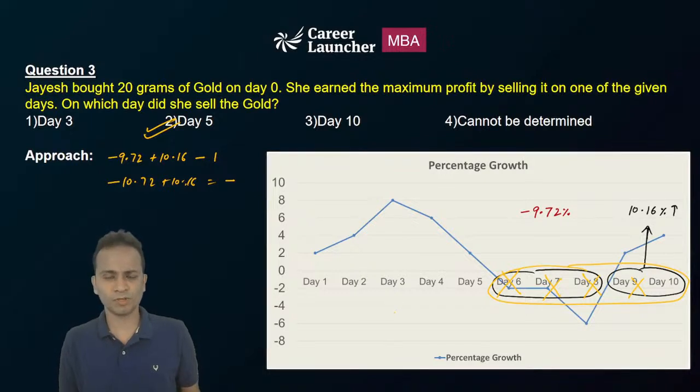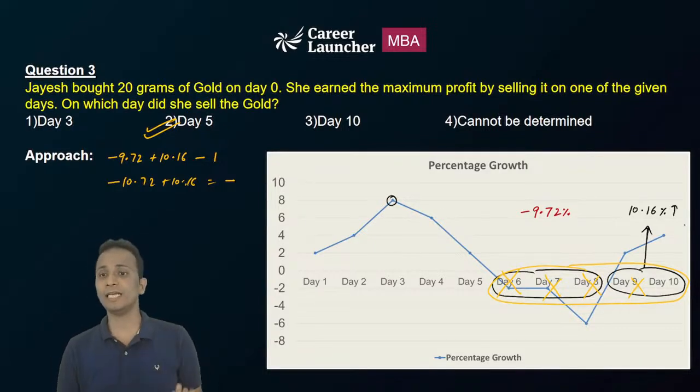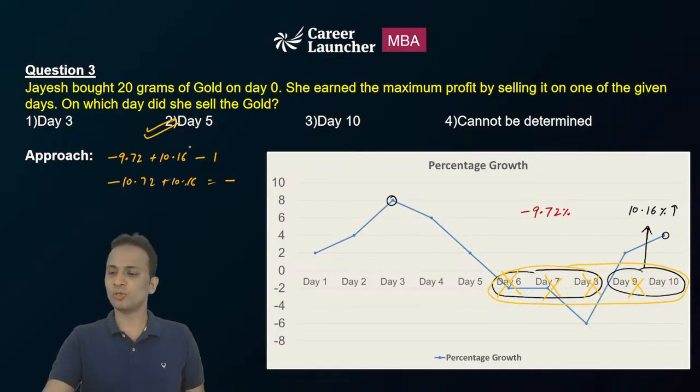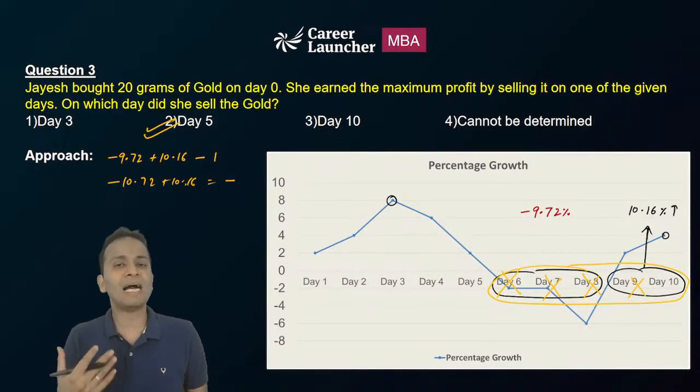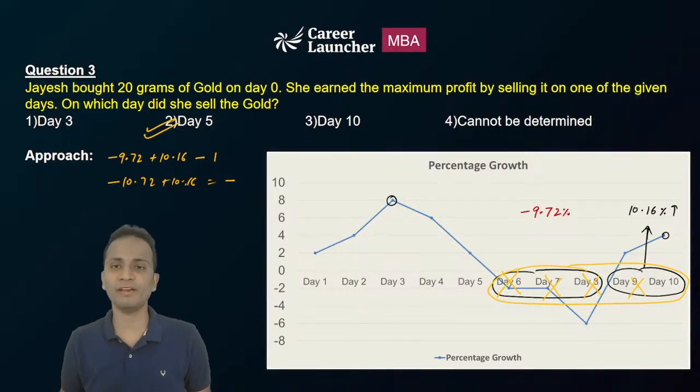So day 3, because you can see the peak here, you will assume that the answer will be day 3, right? Day 10, because it kept on increasing up till day 10, but the answer is day 5. Okay, so day 5 there will be a maximum profit. The highest price of gold will be on day 5 as compared to any other day. All right, so that was question number 3. Let's move on and look at question number 4.